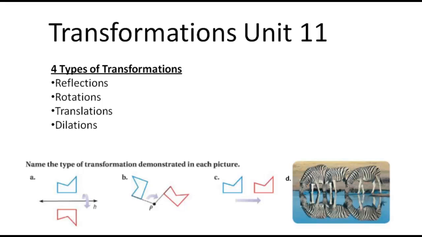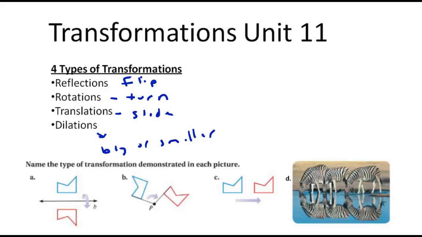There are 4 types of transformations. We have reflections, rotations, translations, and dilations. A reflection is a flip, and this is stuff we've learned in junior high. A rotation is a turn, and a translation is a slide, and a dilation makes things bigger or smaller. So we'll look at each one of these individually in just a little bit throughout the next couple of videos.